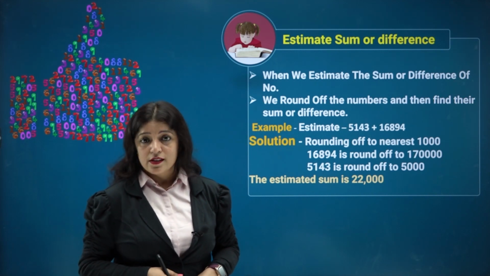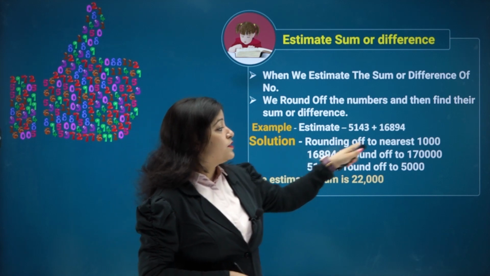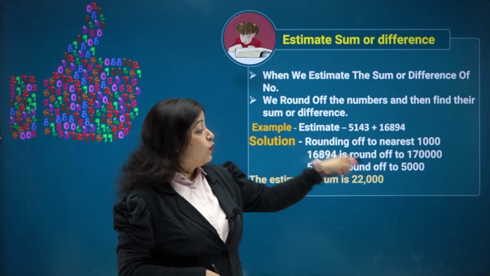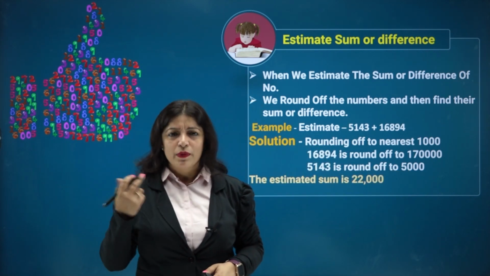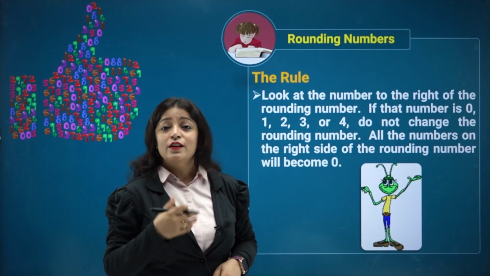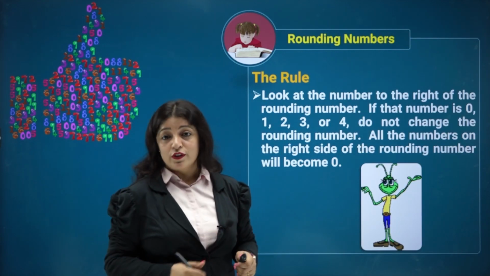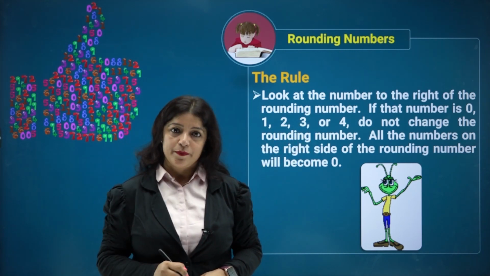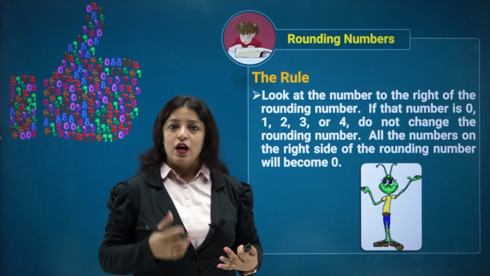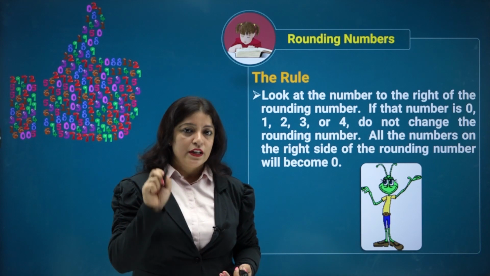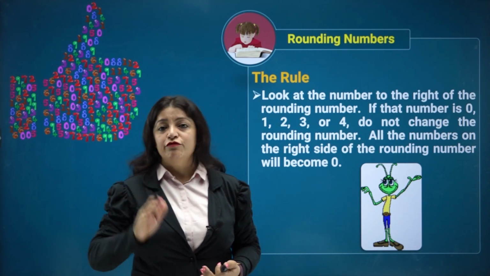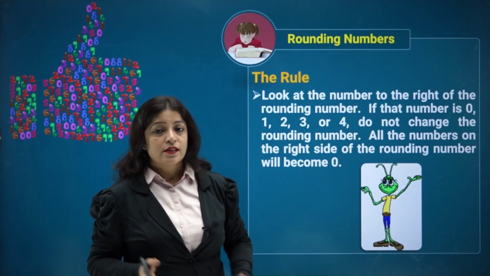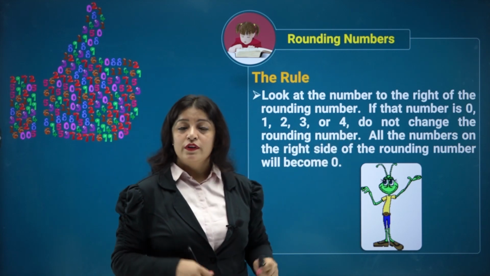But now the question arises: how have we estimated this, how is this rounded off to 17,000, and how is this number rounded off to 5,000 and not 6,000? These questions might be popping up in your mind, right? So let us discuss it in more detail. There are some rules for this. Look at the number to the right of the rounding place. That means if you want to round off to the nearest tens, hundreds or thousands, we first look at the digit immediately after it. If the digit next to it is 0, 1, 2, 3 or 4, then what do we do?